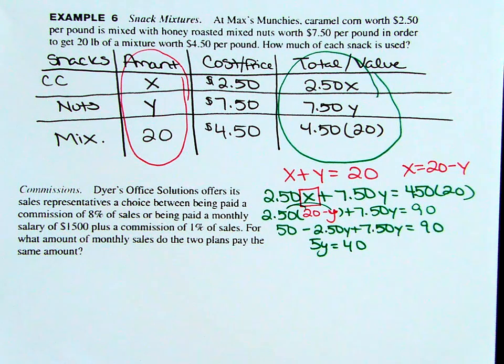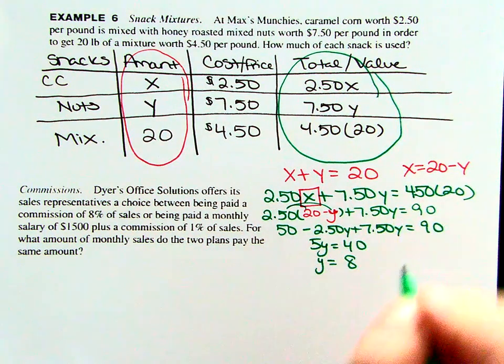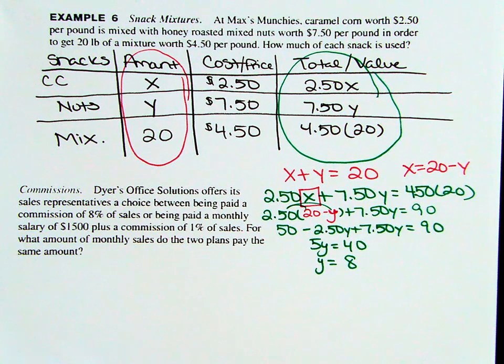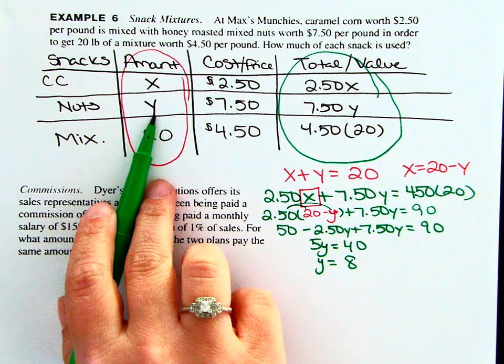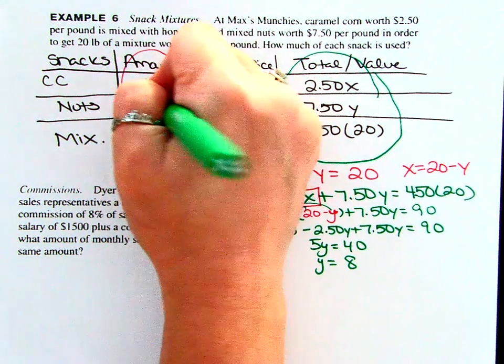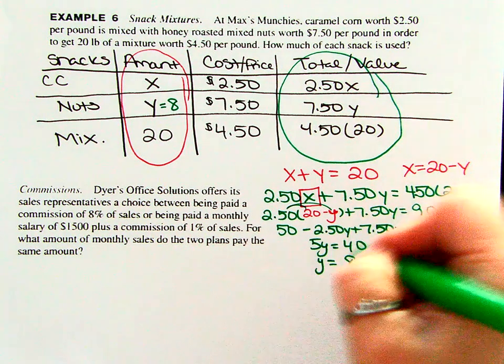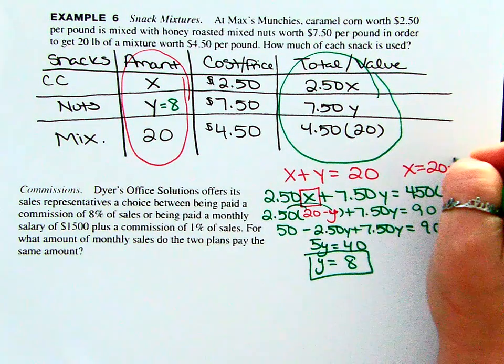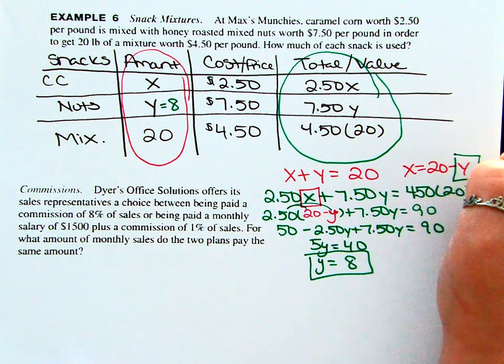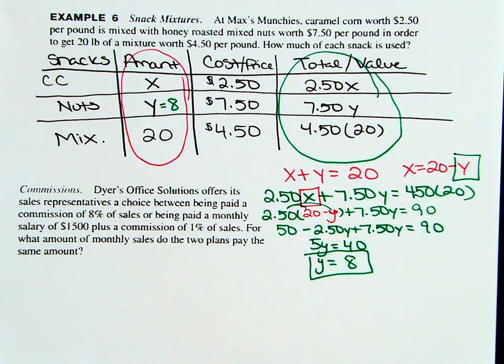Another reason why I like the table method is because at this point, I just found something. And instead of me having to go backwards in my system and figure out what in the world y equals, I go up here to my table and I say, oh yeah, y was the amount of nuts. I need 8 pounds of nuts. And then either you can use your table to come up with how much caramel corn you need, or you can plug what you just found into the equation, where 20 take away 8 will tell you the amount of caramel corn that you need, which is 12. You need 12 pounds of caramel corn and 8 pounds of nuts.